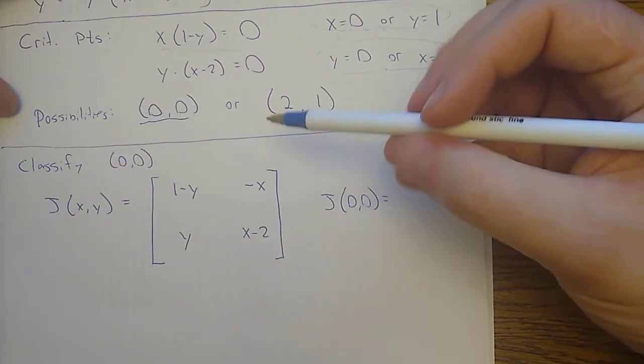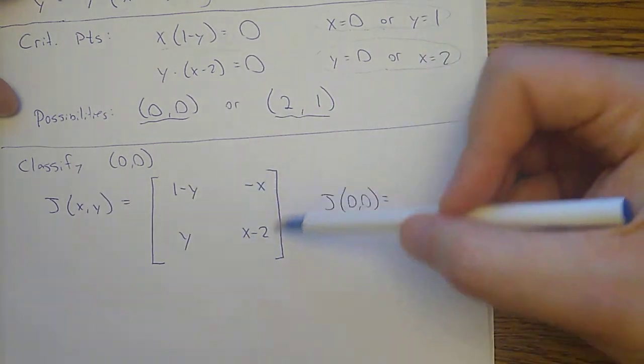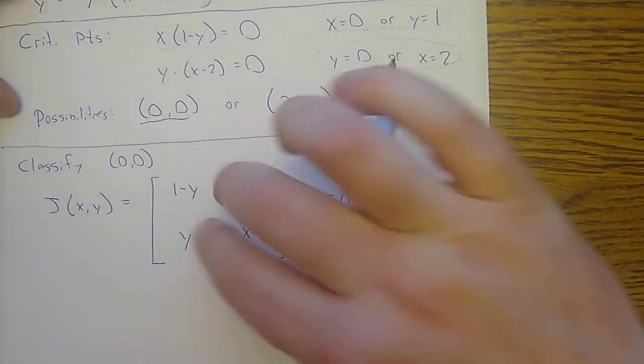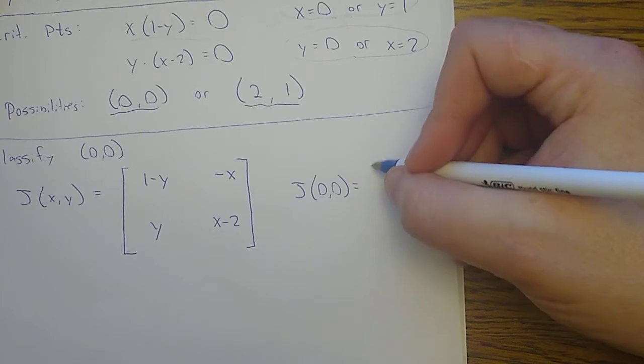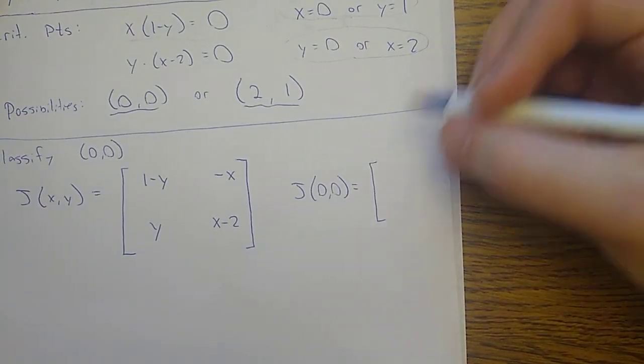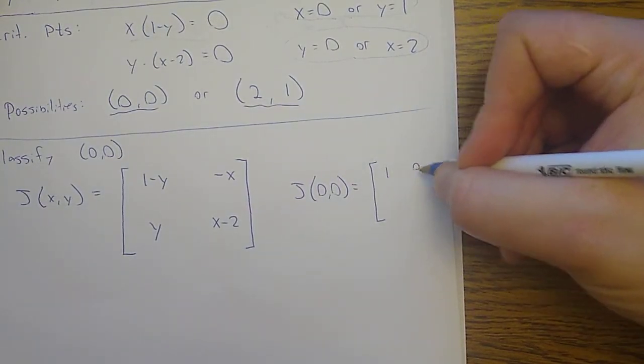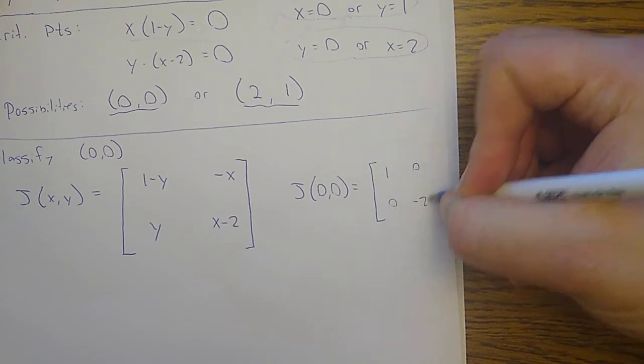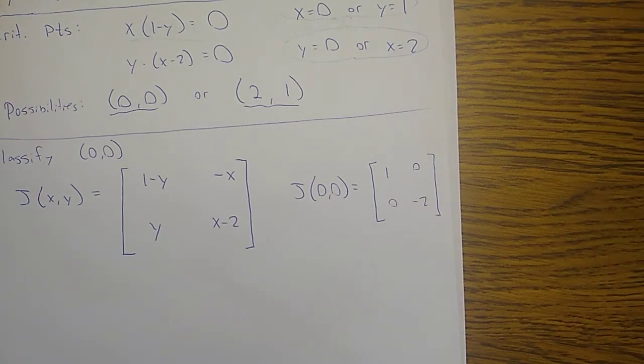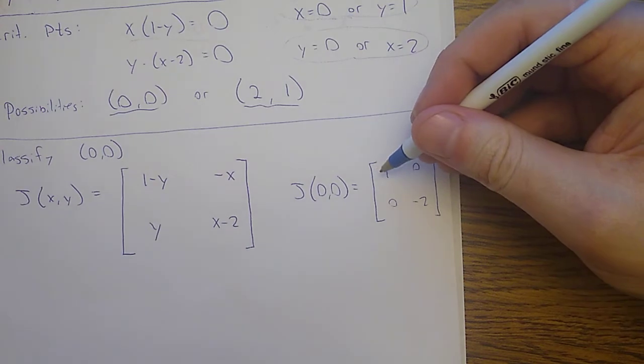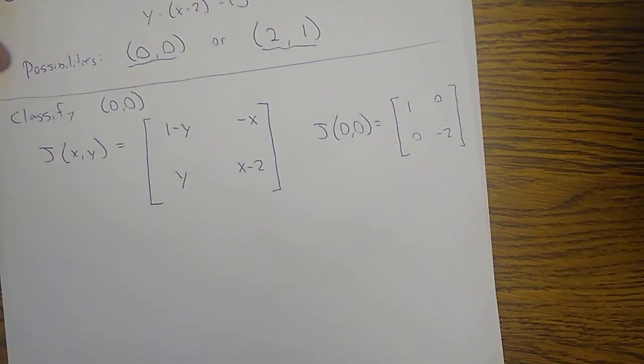As I said in the last example, in general, this Jacobian is a function of x and y, but you just plug in whatever point you're dealing with. So for us right now, that's going to be 1, 0, 0, negative 2. And I'm just interested in the eigenvalues of this.